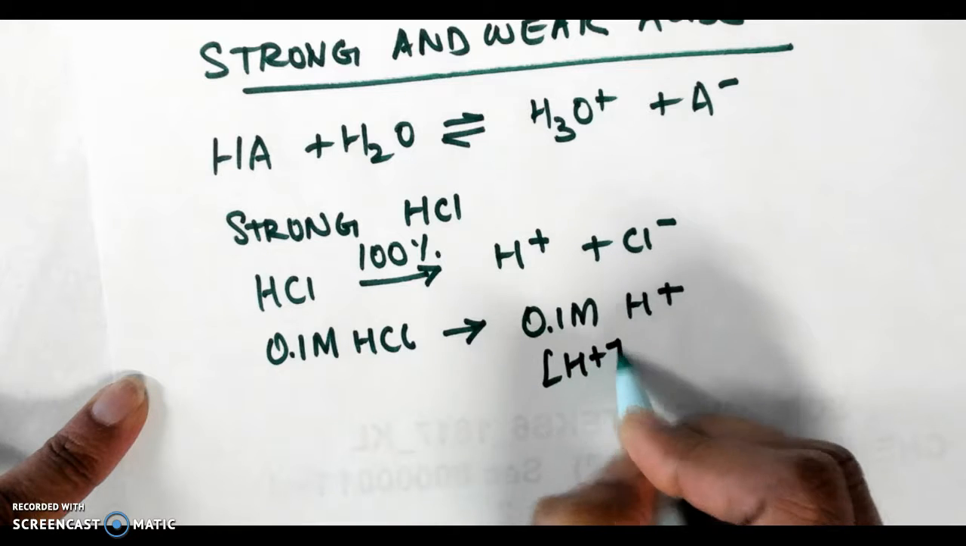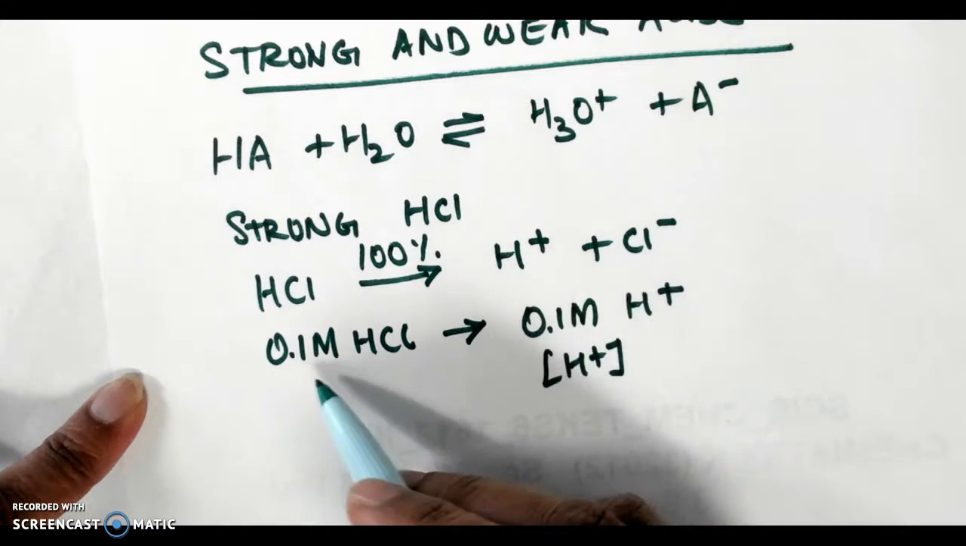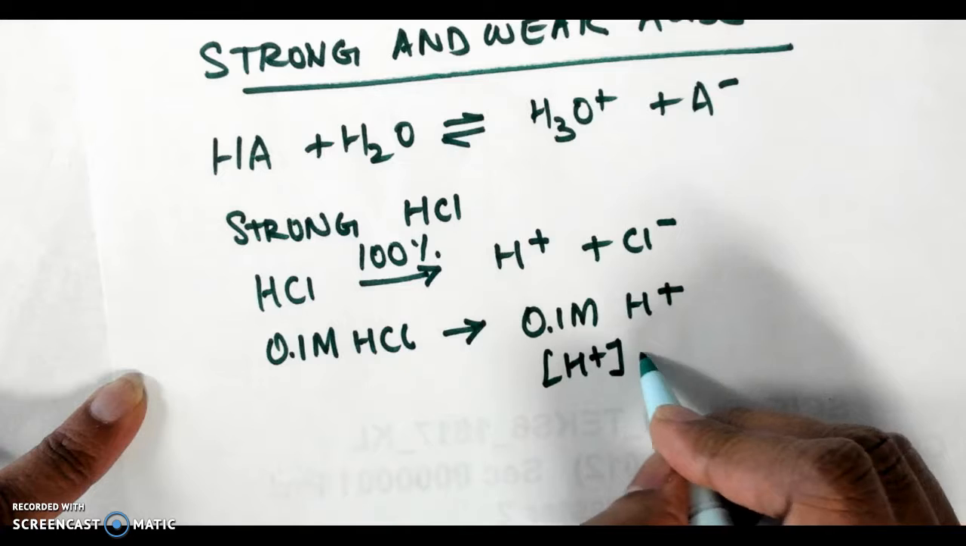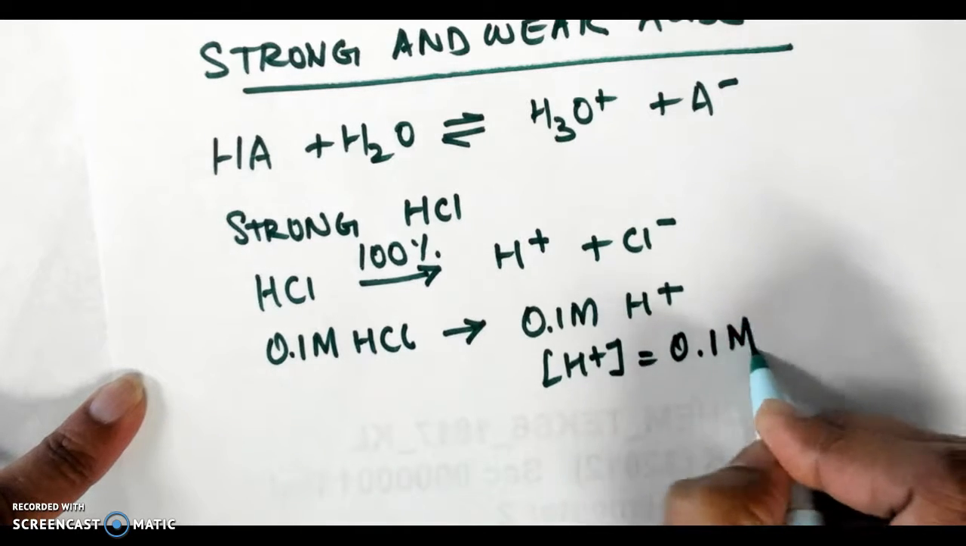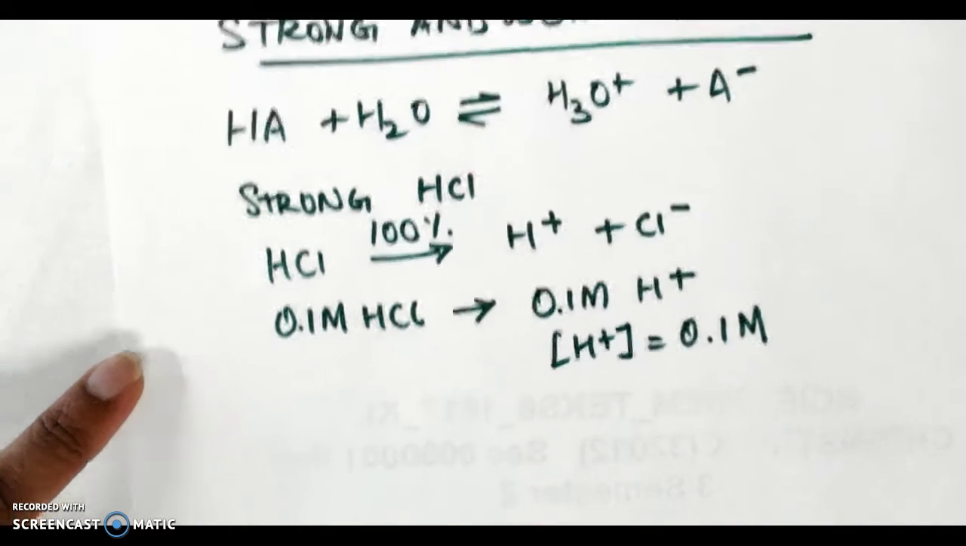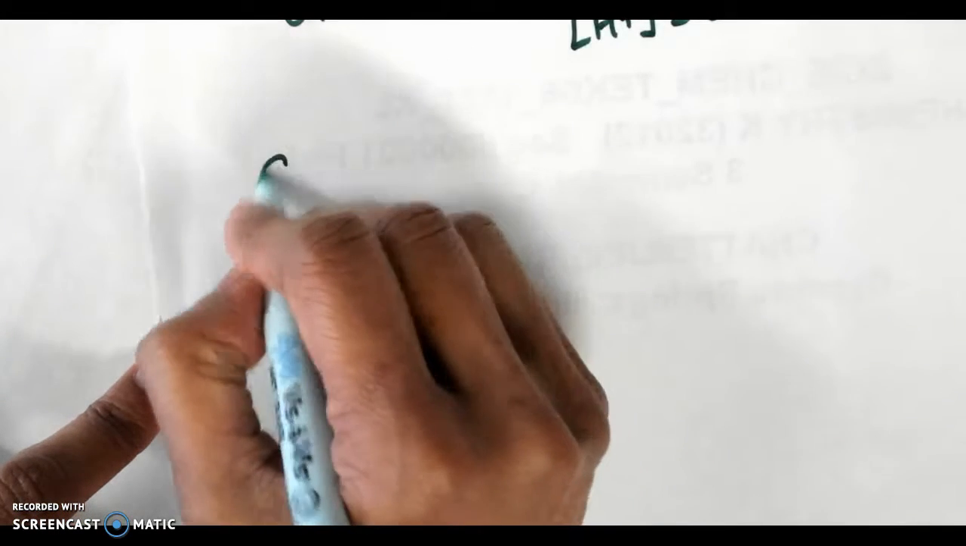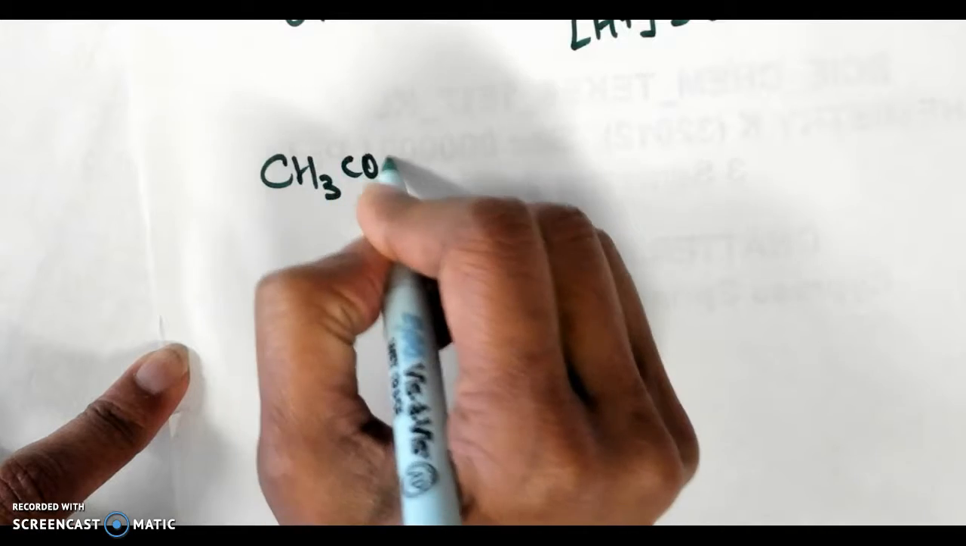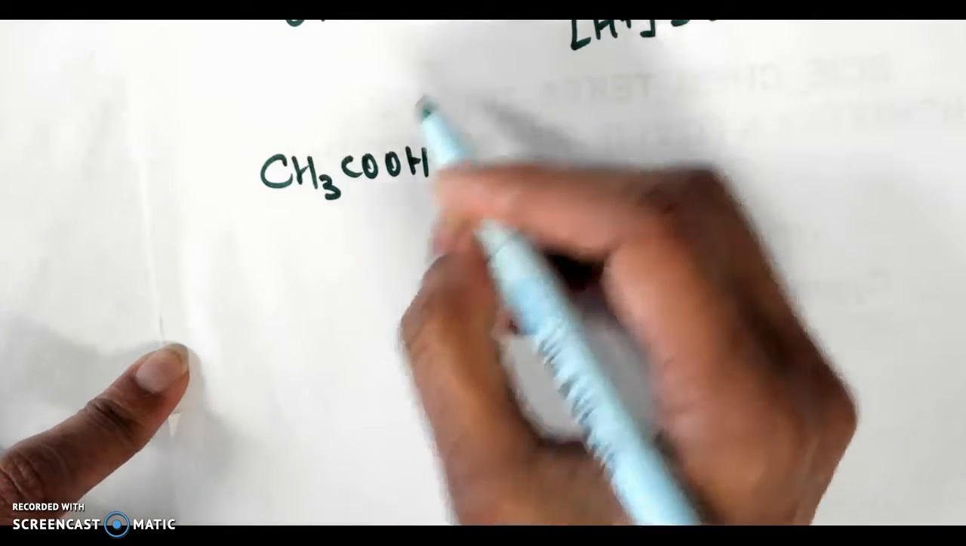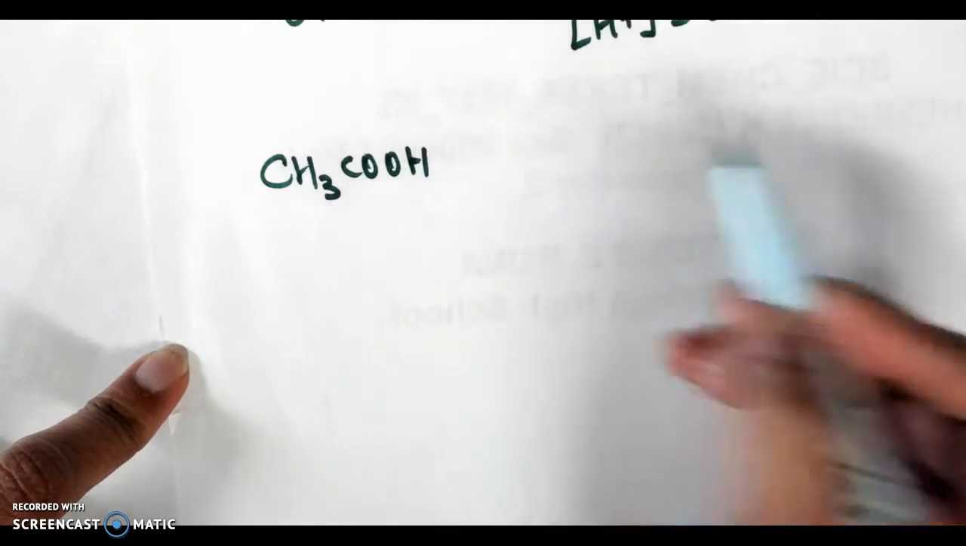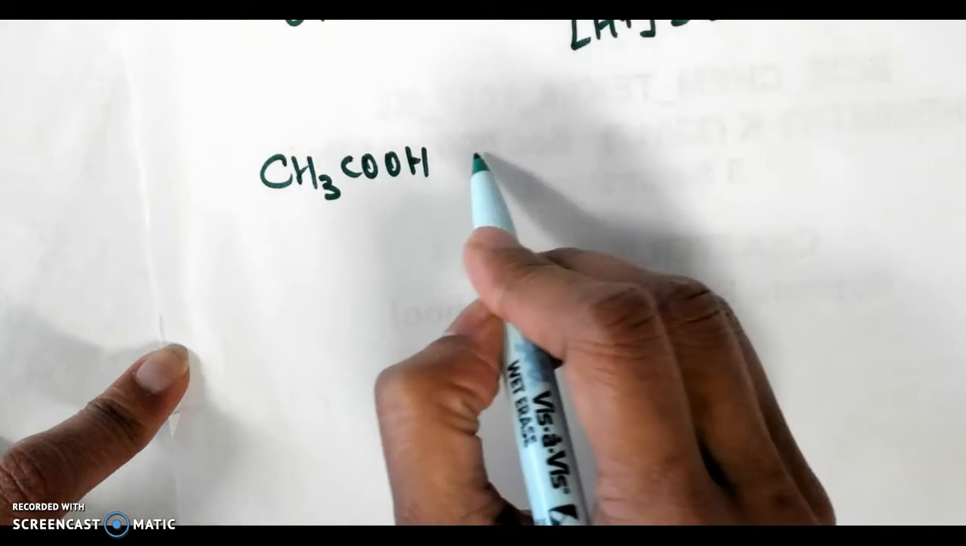So the concentration of H plus ions that is received from 0.1 molar HCl acid would also be equal to 0.1 molar. However, it's not the case with a weak acid. For example, acetic acid. This being an acid will also provide protons in water.